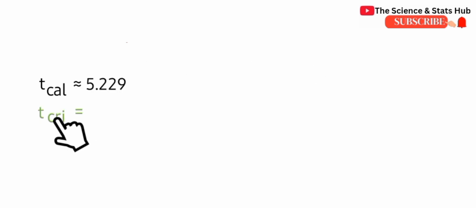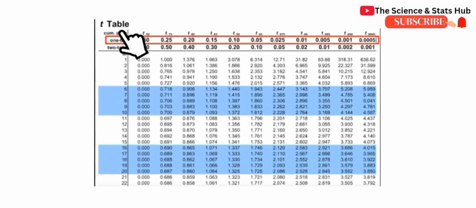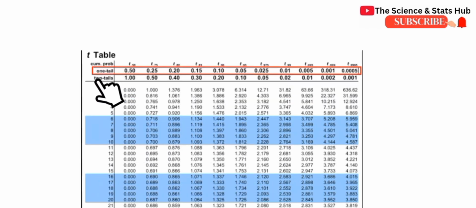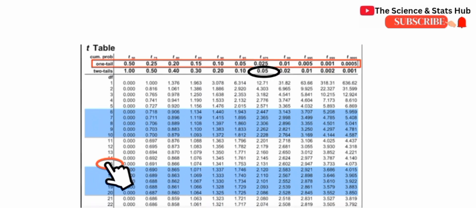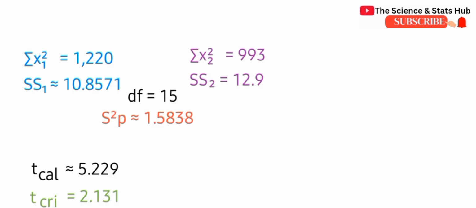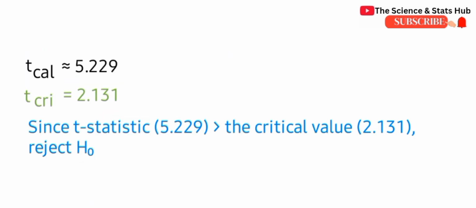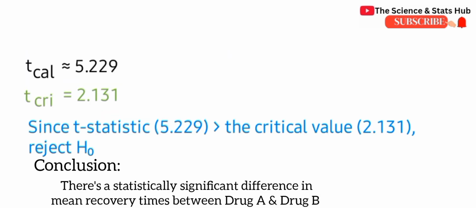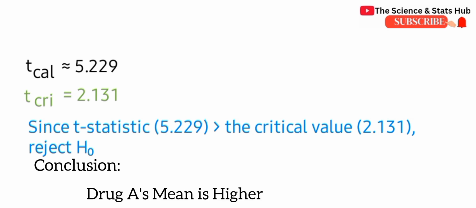Let's find the critical value of t at alpha 0.05 and degree of freedom 15. Looking at the t distribution table, at the 0.05 level of significance and degree of freedom 15, we trace it to 2.131. Making a comparison between the t calculated and the t critical value, obviously the t-statistic is greater than the t critical. We reject the null and conclude that there's a statistically significant difference in mean recovery times between drug A and drug B. That is, drug A's mean is higher.